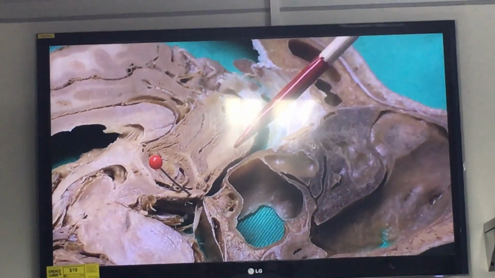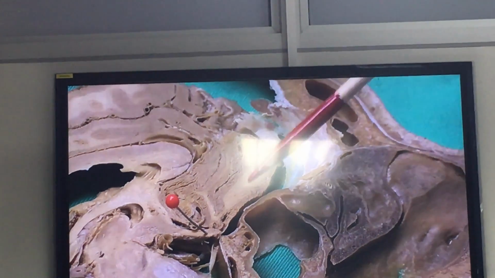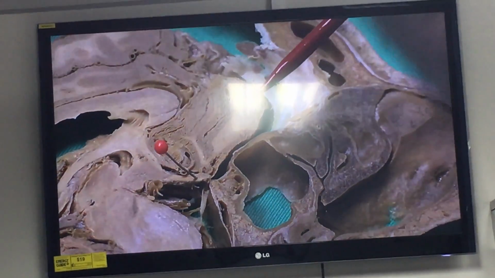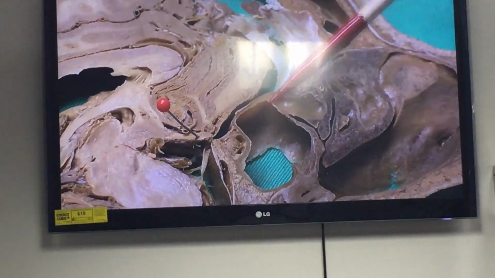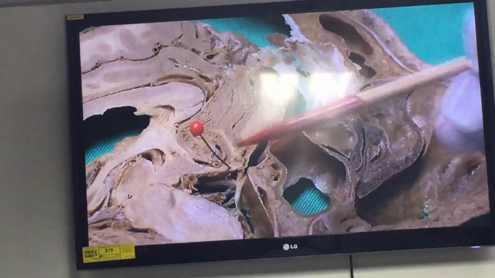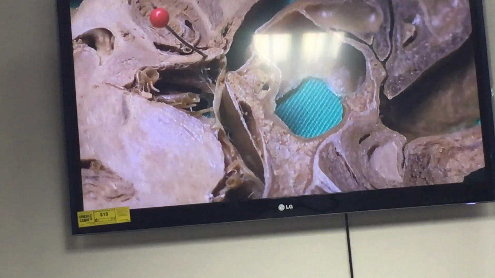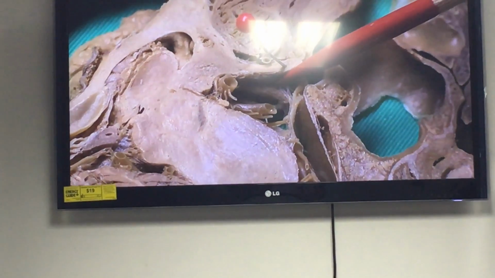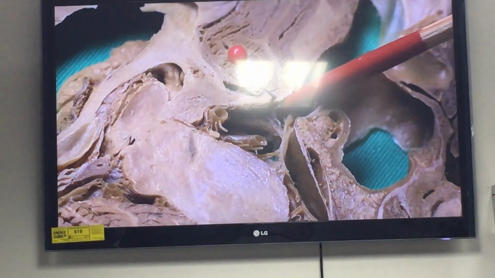Alright, what's the lateral relation of the optic chiasm? Lateral to it is the internal carotid artery. What's anterior to it? The anterior communicating artery. What's posterior to it? And this is a beautiful specimen right here, Daniel. You want to get right down here. Zoom in hard, maximum.